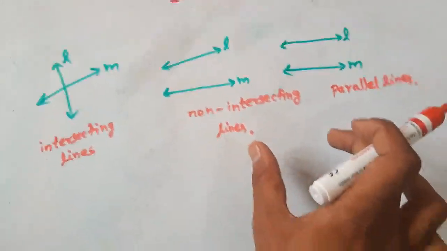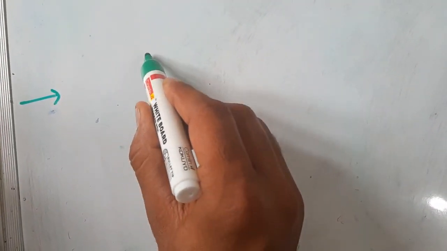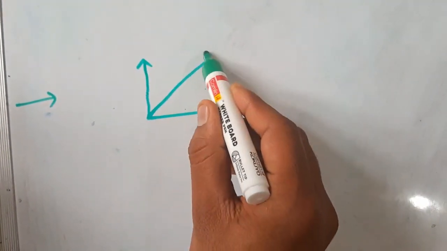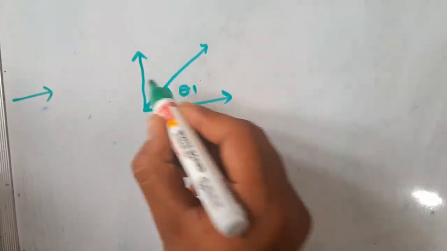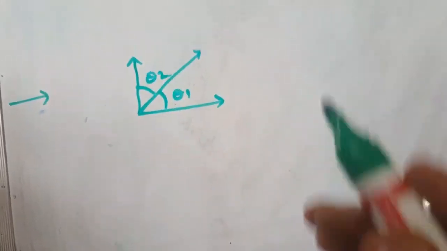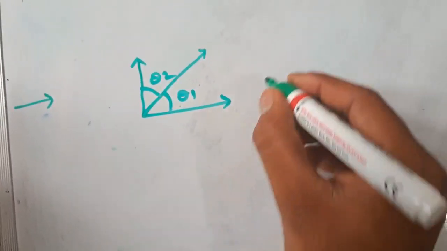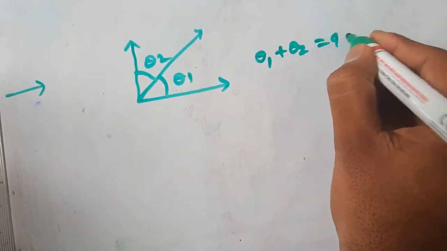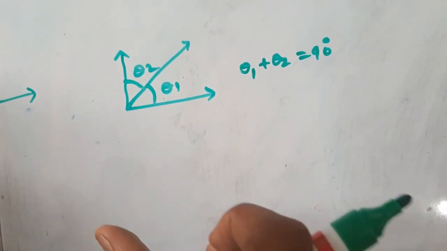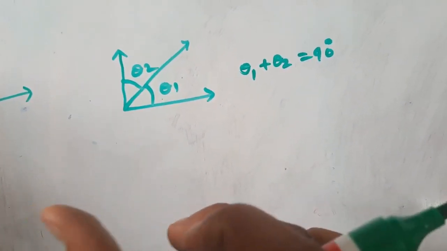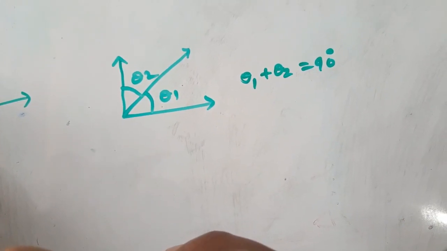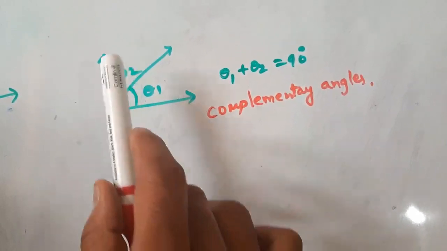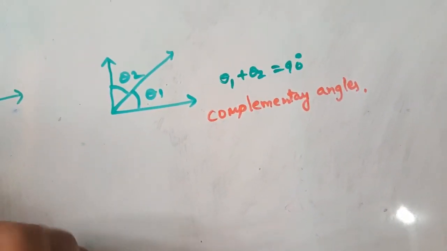Now, consider the sum of two angles. Here the two angles are theta 1 and theta 2. If the sum of the two angles is equal to 90 degrees, theta 1 plus theta 2 is equal to 90 degrees, then we call these two angles complementary angles. A sum of two angles equal to 90 degrees means the two angles are called complementary angles.